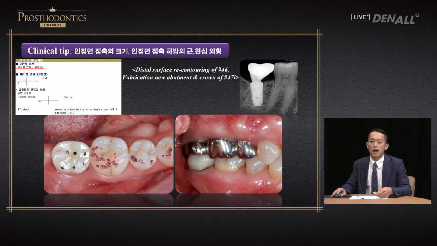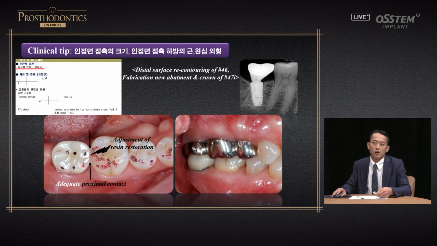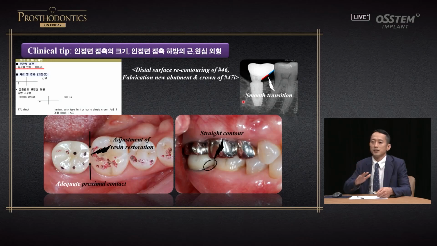In the front teeth, the bulky resin restoration was adjusted to have normal contour. I made a prosthesis with adequate proximal contact. The key point here is the abutment and prosthesis needs to be made so that the transition from implant platform to proximal contact can be made natural. The patient was very happy.